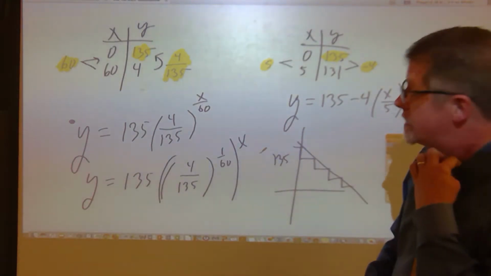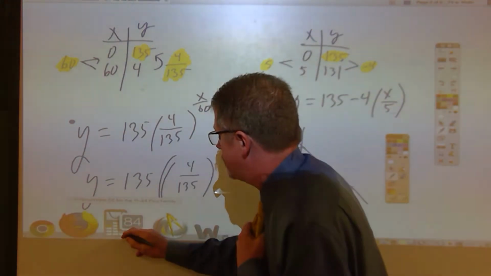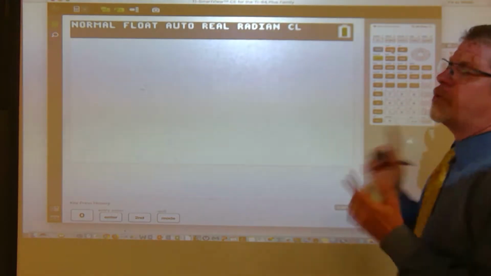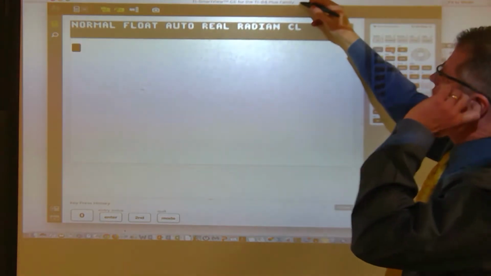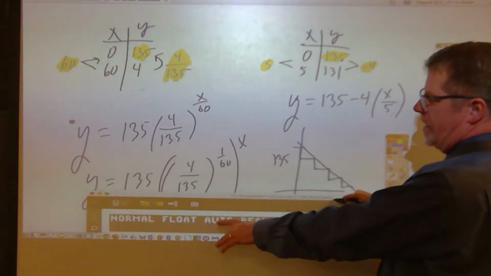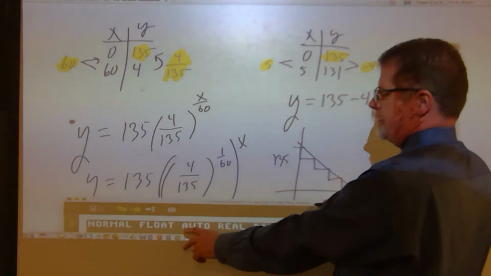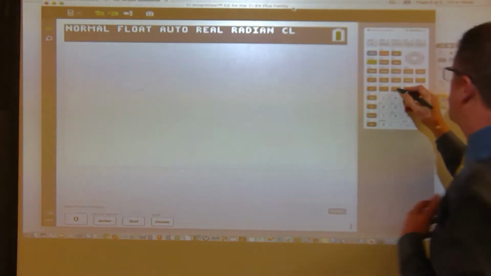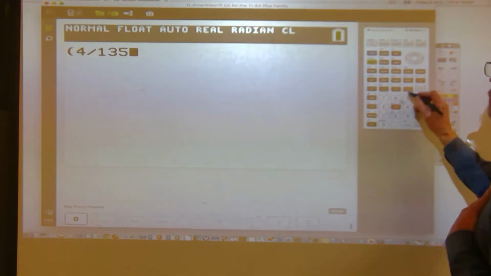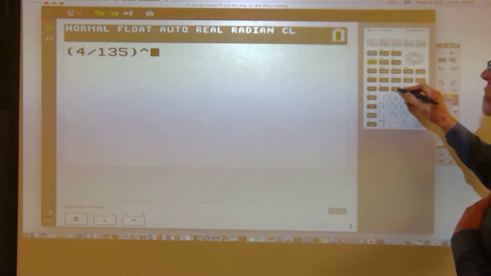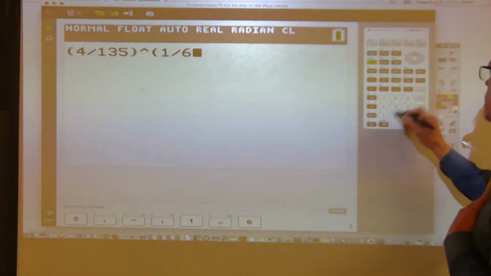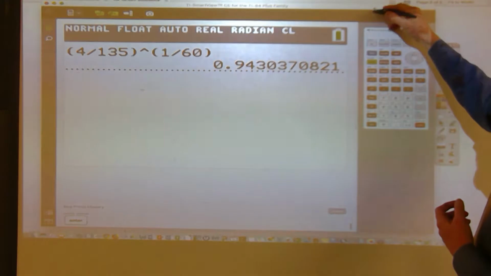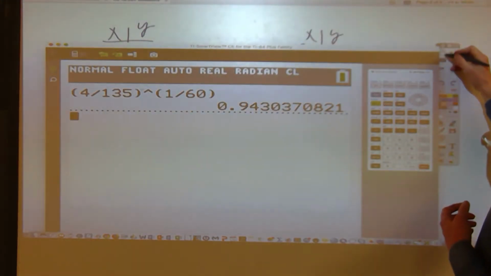Look at how it compares to what we just did on the calculator. So, join me by going to the calculator. Please hit second quit. And let's type in our value for B. I mean, just using my 2 points, I got 4 over 135 to the 1/60th power. Check this out, parentheses, 4 divided by 135, caret, parentheses, 1 divided by 60. That should be the same value of B that came up when we did the homework here.